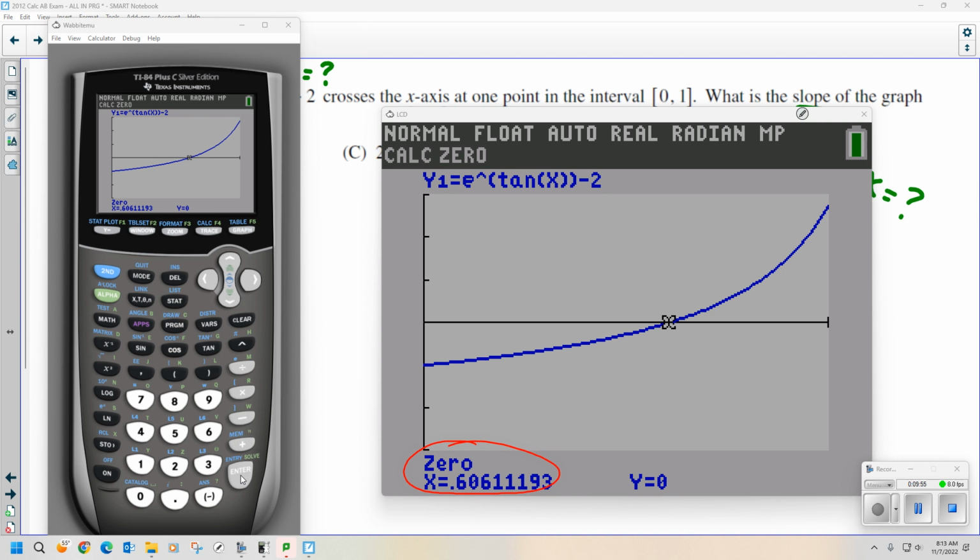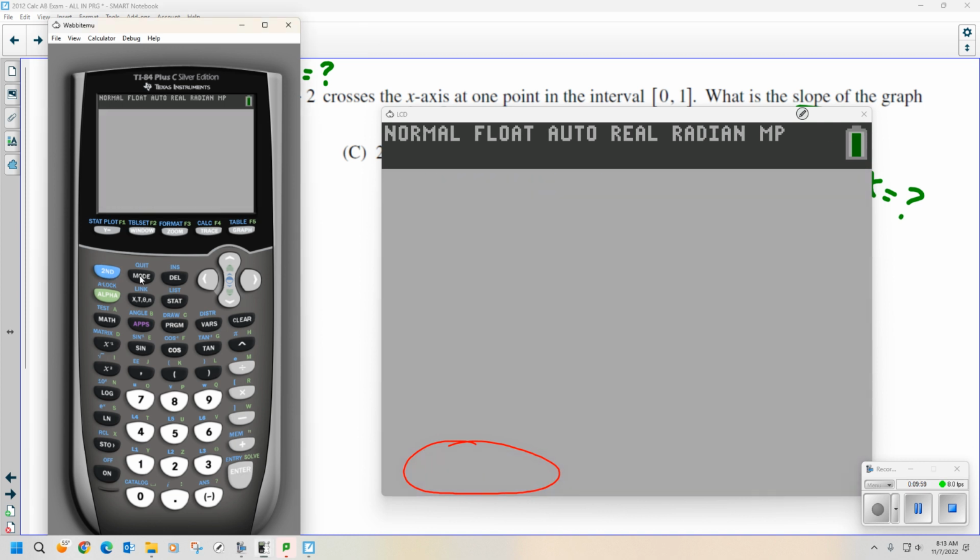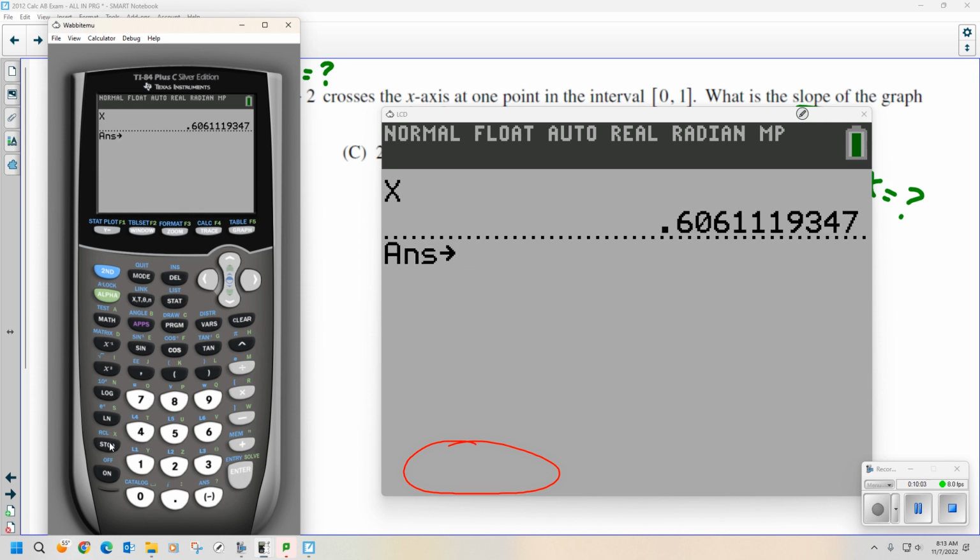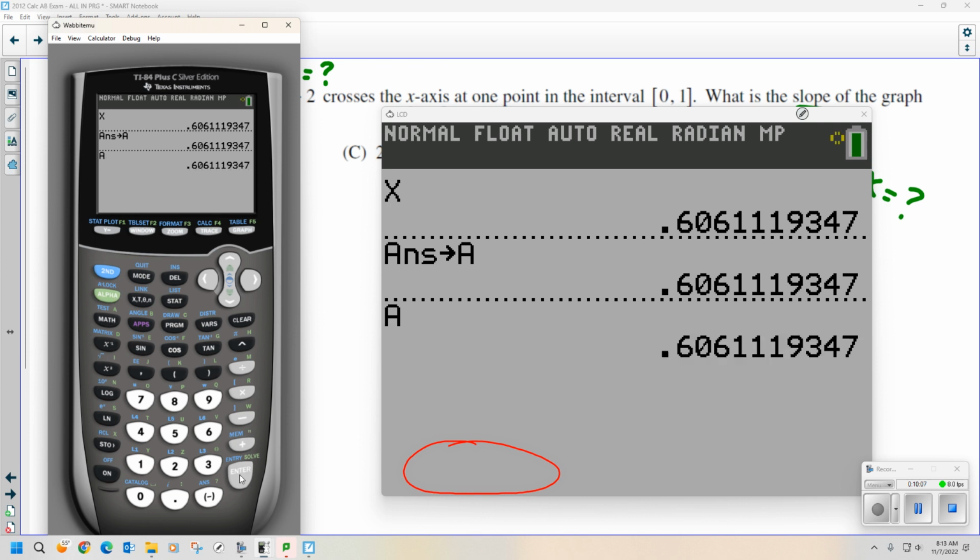All right, so what I'm going to do, I'm going to quit this thing here, and I'm going to take my x value, I'm going to store that into, I don't know, a. How about that? Store in a. So anytime I use a, it's there. Yes, you could have used x, but you'll see when I use the derivative function, I don't like making x equal to x. It gets weird.